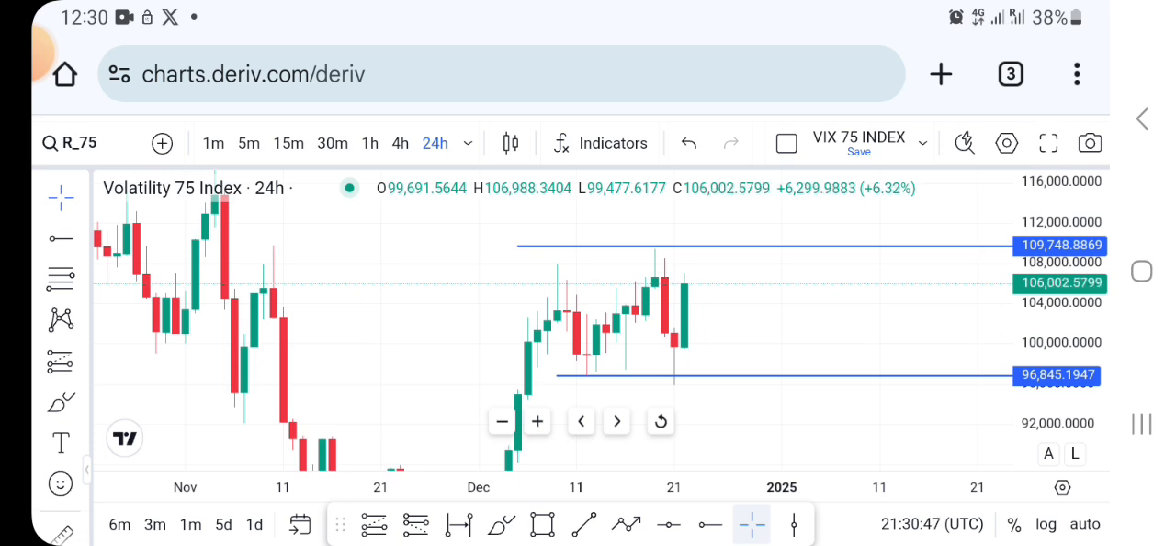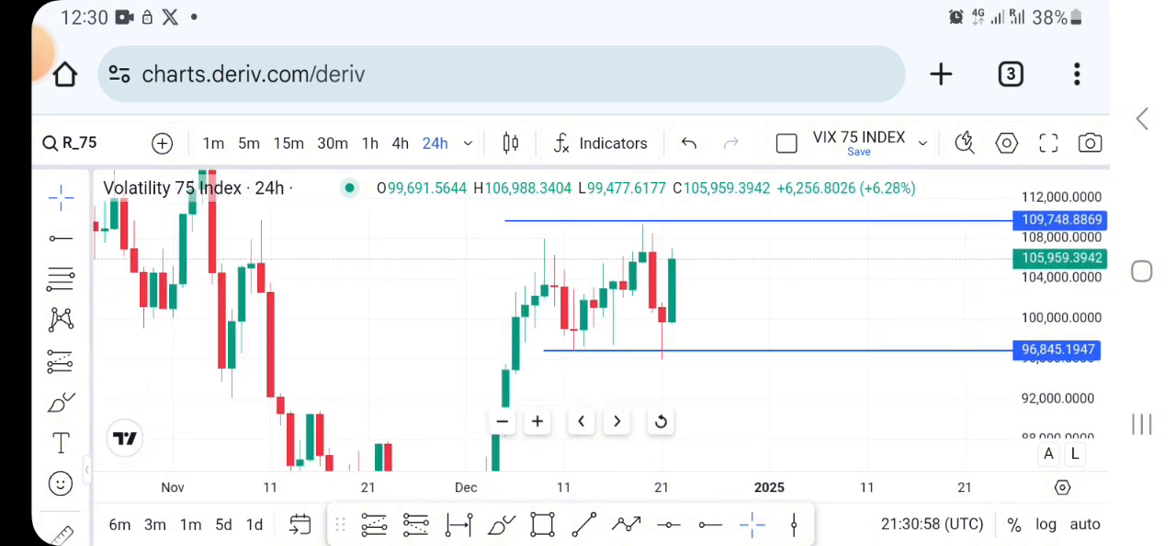Our daily bias, we always follow the color of the daily candlestick. If the daily candle is green, we have to look for the buy. That is our bias. If it is red, we have to look for the sell.